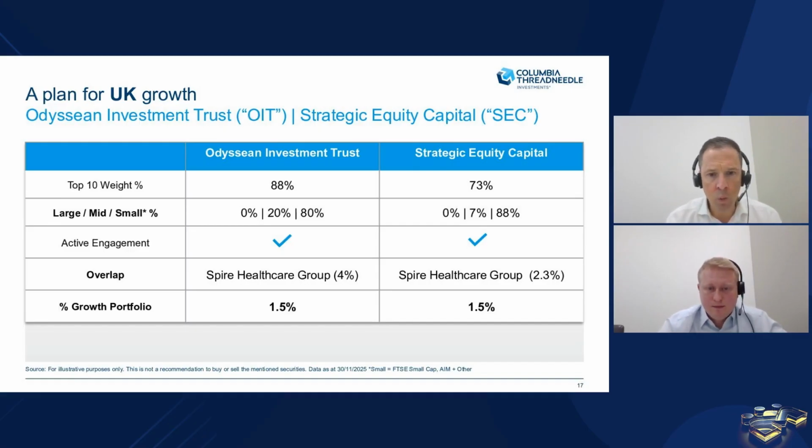So you would think there'd be quite a bit of overlap between these portfolios, but in fact there's only one name that they share between them. So we've said in the past that when we bring trusts into the portfolio, we want to avoid having trusts in there that have a large overlap of names. So across these two portfolios, they just hold Spire Healthcare.